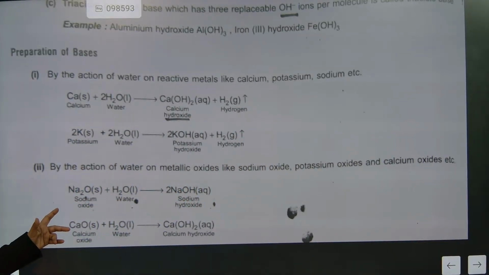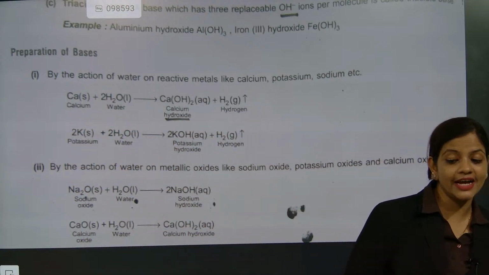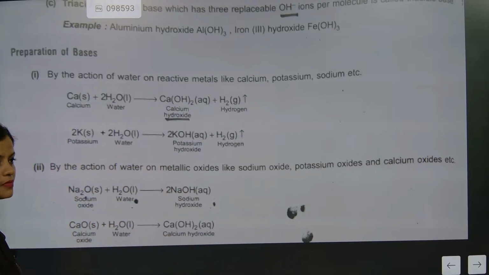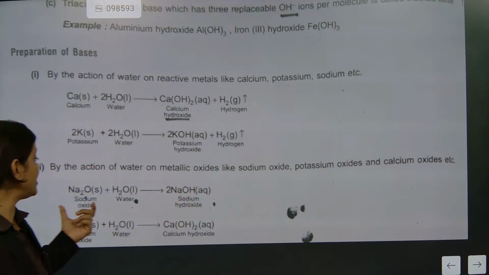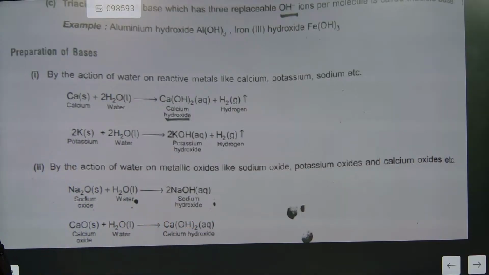Now, beta, did you understand? First is metal plus water, then metal oxide plus water. Both are making bases. But when metal is reacting, which gas is released? When metal oxide is reacting, is any gas released? No gas is released. So that must be remembered. Understood or not? So now look here.